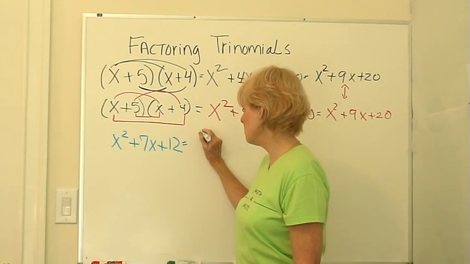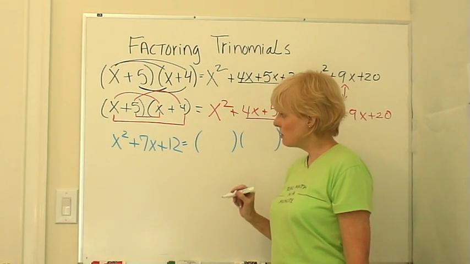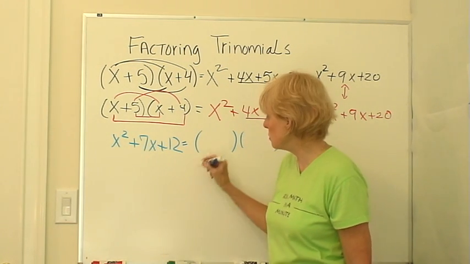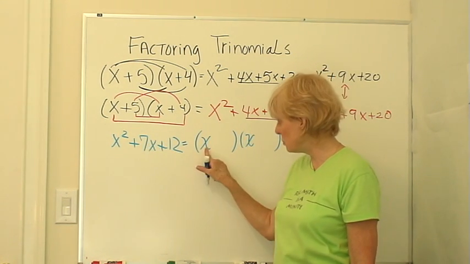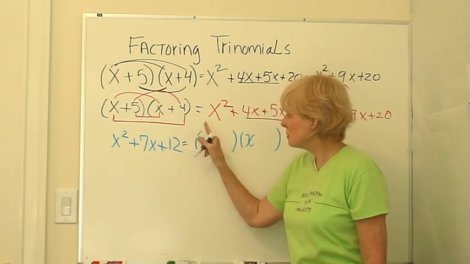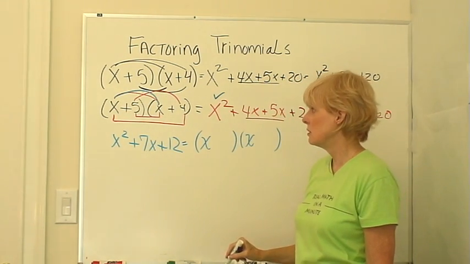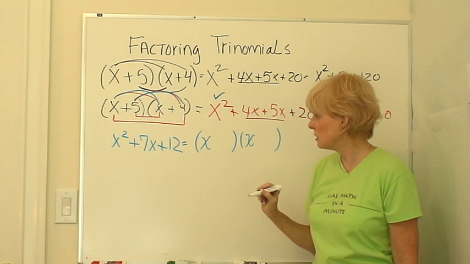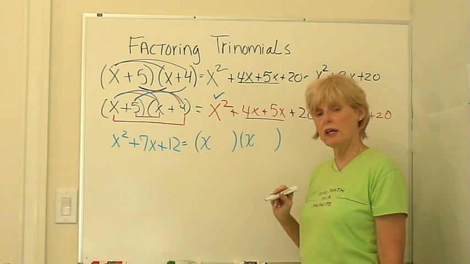So I usually say in this one also make a skeleton and kind of start off like that. Then I say, okay, what times what will give you x squared? And the answer I'm looking for is x times x will give you x squared. So I can put those in here and know that I'm right. Okay, now, this end one times that one is supposed to give me the end term. So I just need two numbers that are going to multiply to give me 12.